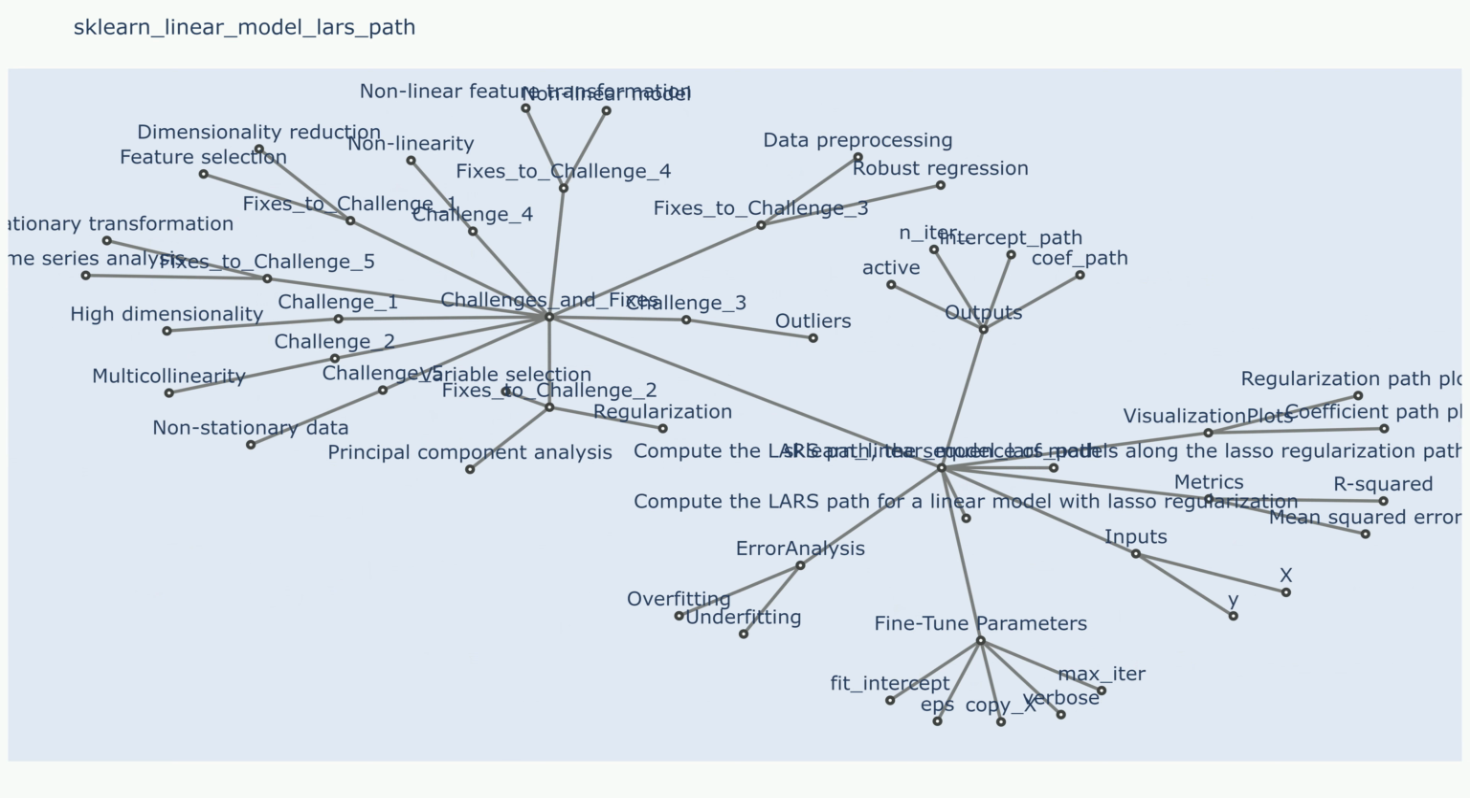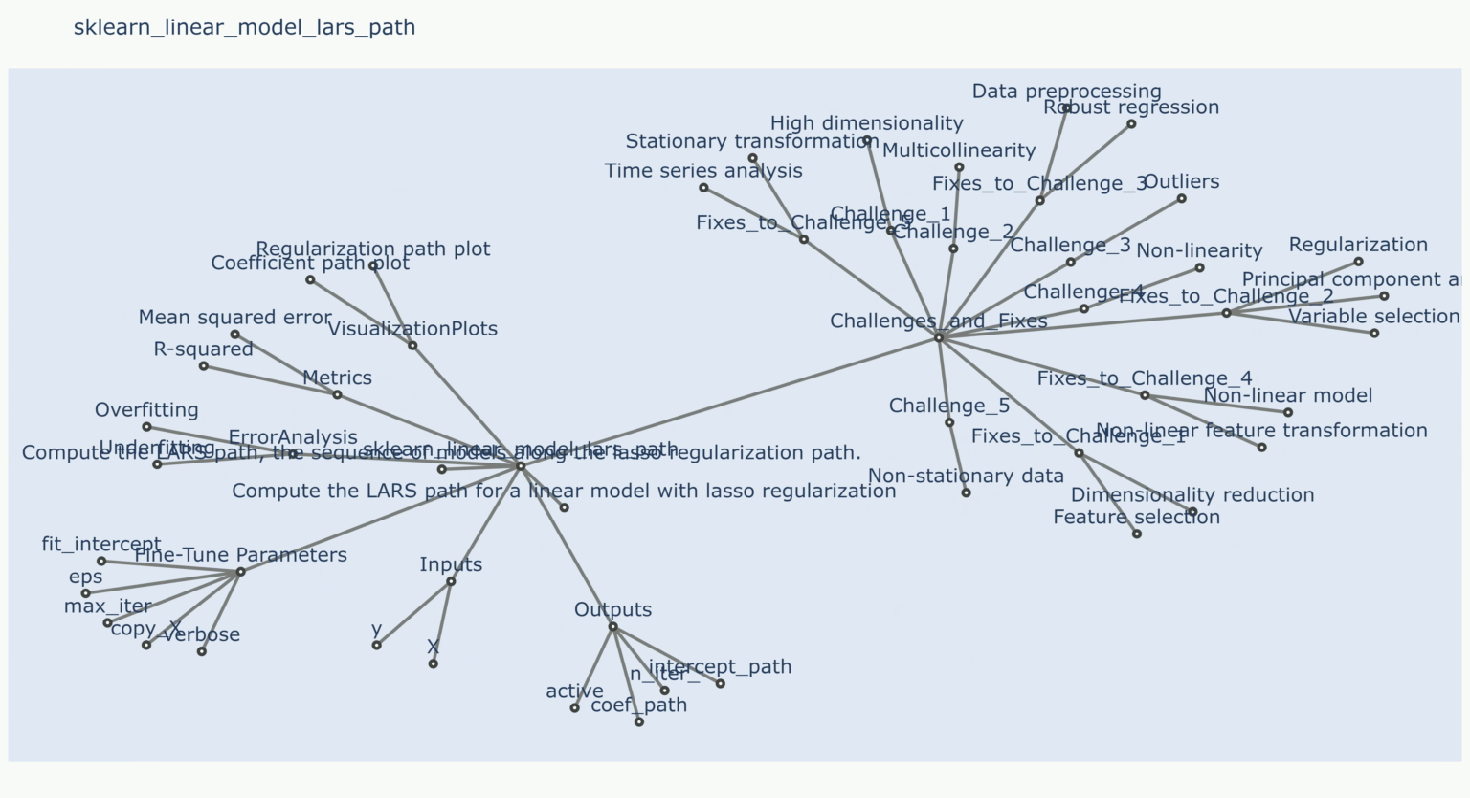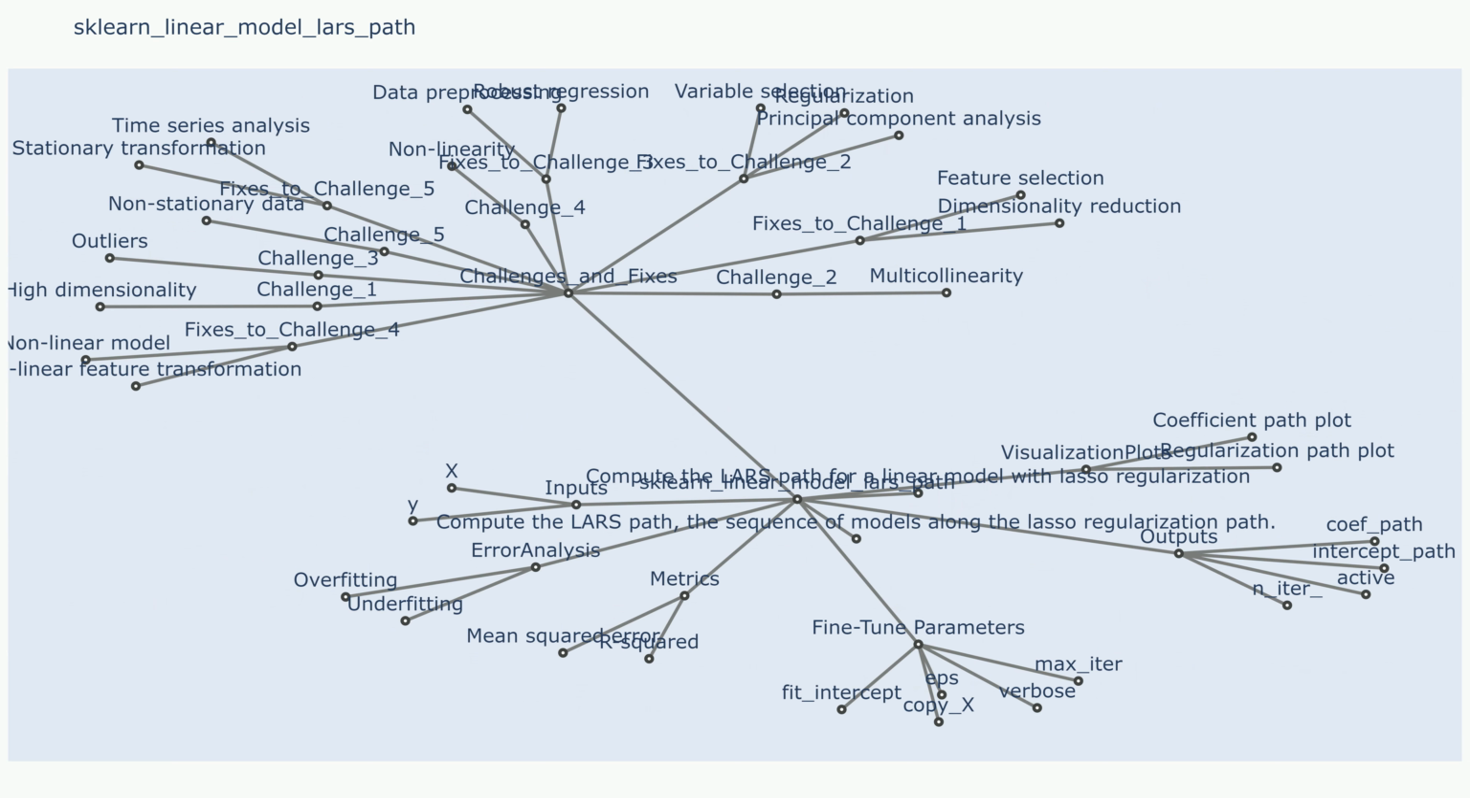Challenges and fixes. Challenge 1. High dimensionality. When the number of features is very large, the LARS algorithm can become computationally expensive. Sample use case. A dataset with millions of features. Fixes to challenge 1. Feature selection. Use feature selection techniques to reduce the number of features before running LARS. Random sampling. Use random sampling to select a smaller subset of features for LARS.